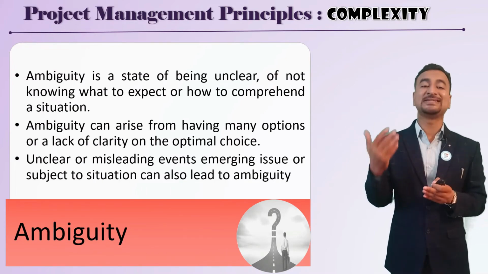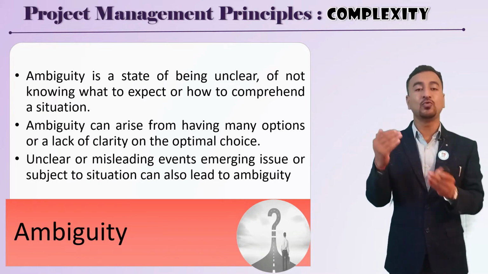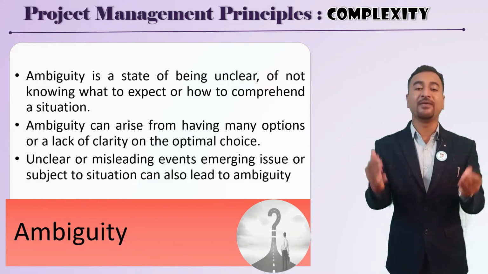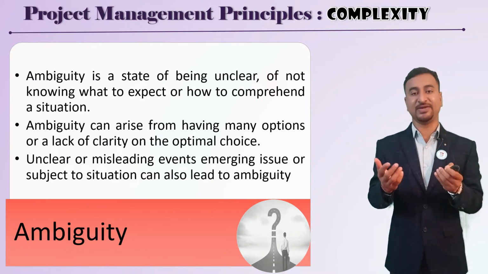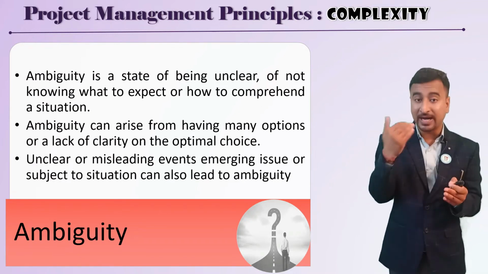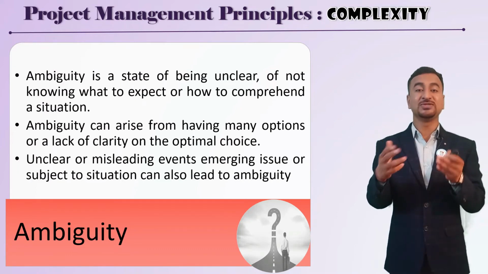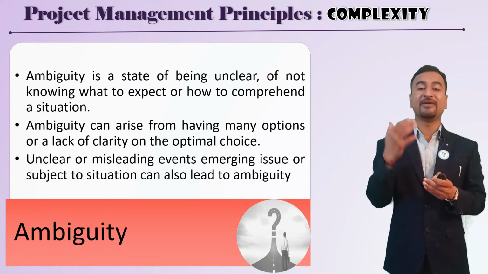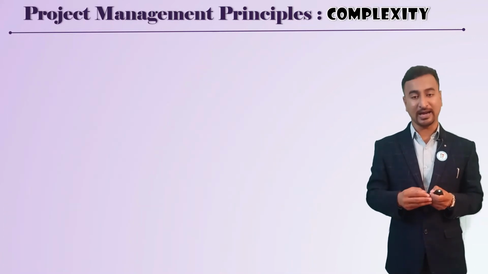Ambiguity is the state of being unclear, of not knowing what to expect or how to comprehend a situation. Ambiguity can arise from having many options or a lack of clarity on the choices we have. We are living in the 21st century where many options are available, which might increase our complexity, because we get confused about what to choose and what not to choose. Unclear and misleading events, emerging issues and subject to situation can also lead to ambiguity.